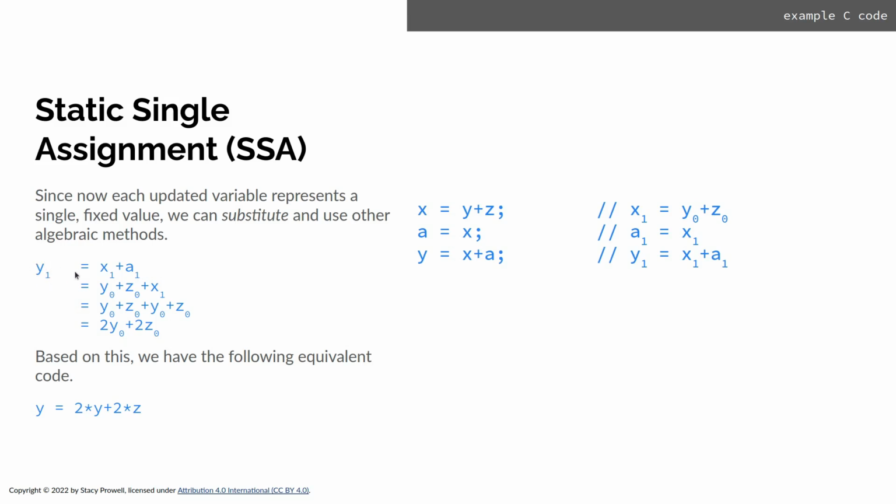So I could say Y1, what is that? I just look over there and see that it's X1 plus A1 and just write that down. What's X1? Well, it's Y0 plus Z0. What's A1? It's X1. And so I just do back substitution. And Y0, Z0, X1 is Y0 plus Z0. Look at that. Y1 is twice Y0 plus twice Z0. I could have figured that out by looking at this.